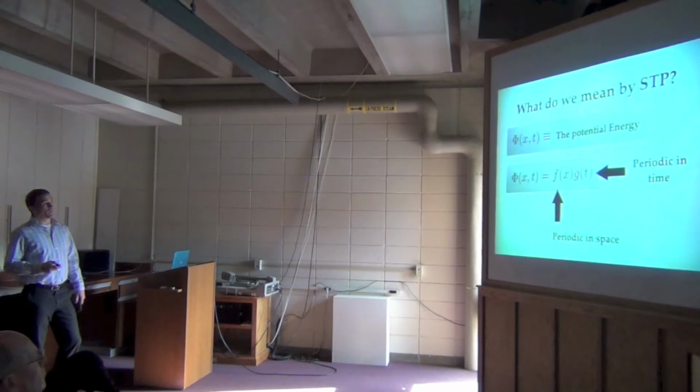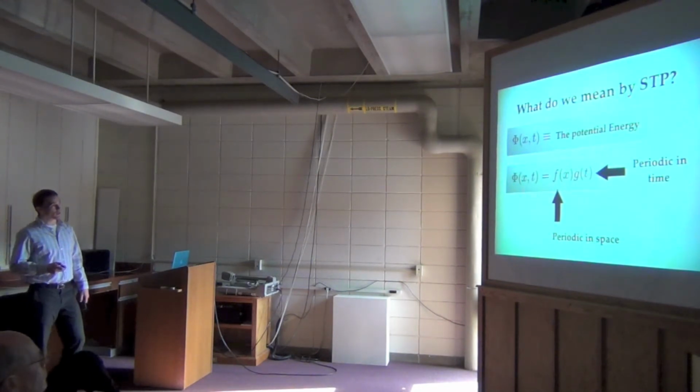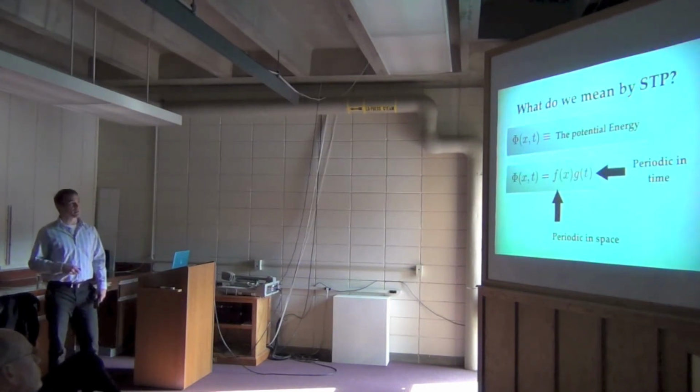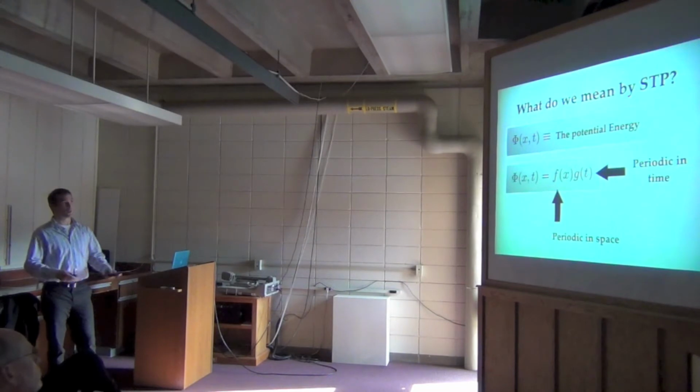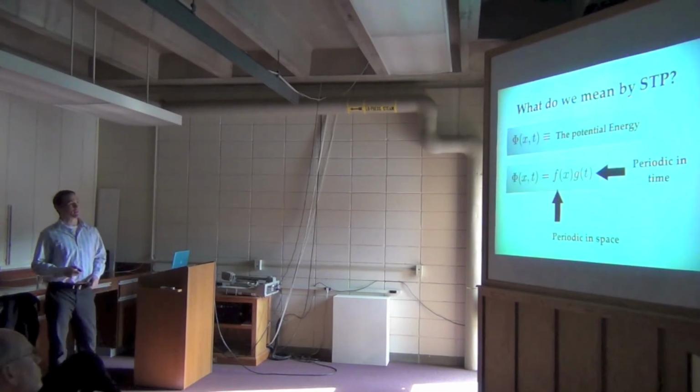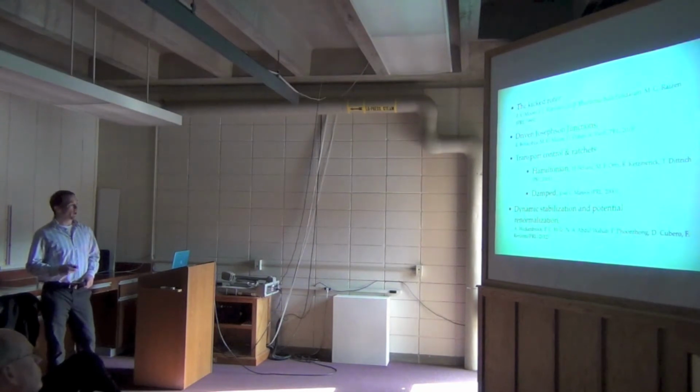So, if you can express your potential as some function of the spatial coordinate and the time coordinate or parameter, and this is periodic in space and this is periodic in time, that's what we mean by spatiotemporally periodic. That's not very surprising. So where do these pop up?